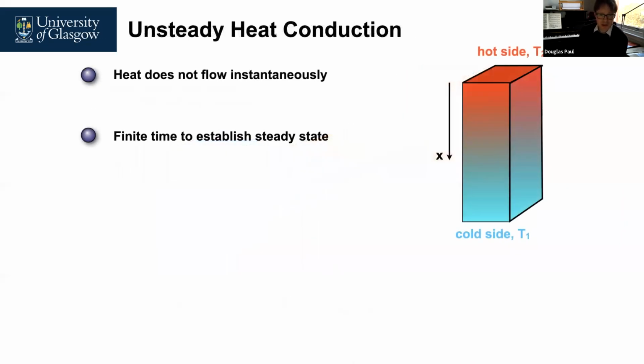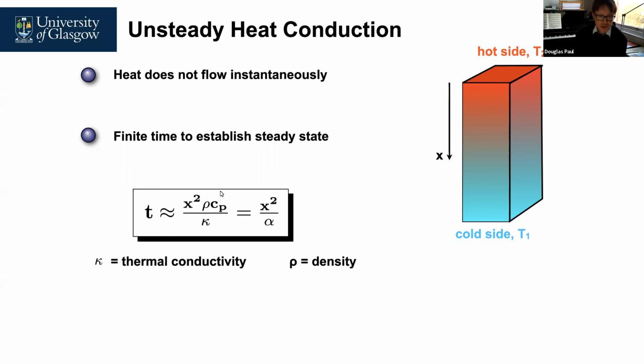That doesn't happen instantaneously. For a lot of the things we do in this course, it's not going to matter too much, but you have to understand that if you change the temperature on one side, it's not instantaneous that the heat flows the whole way through the system. In fact, it takes a finite amount of time to establish a steady state or equilibrium heat flow. You can do a very simple back of the envelope calculation and approximation to work out the time to establish that steady state heat flow.